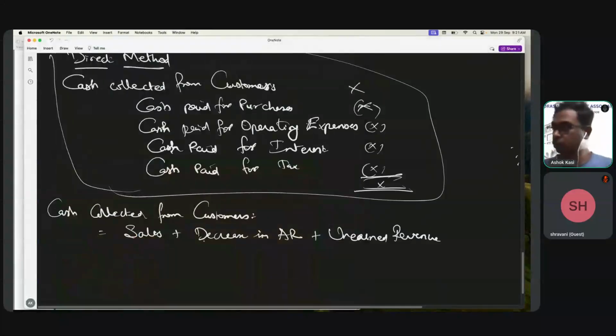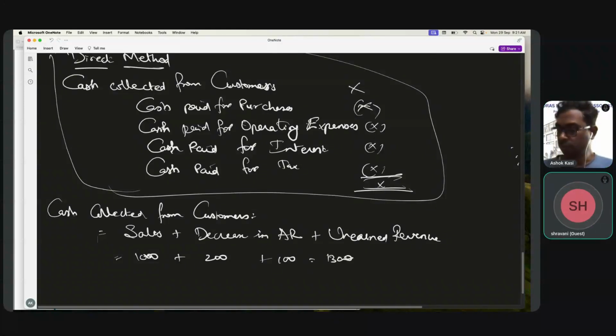You understood this one. Say for example, sales of 1000 rupees plus decrease in accounts receivable. So accounts receivable has come down, that means we received cash there also. Let's say 200 rupees we have received and 100 rupees unearned revenue. So overall 1300 you have received. This formula is okay.